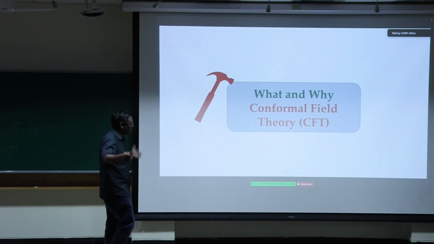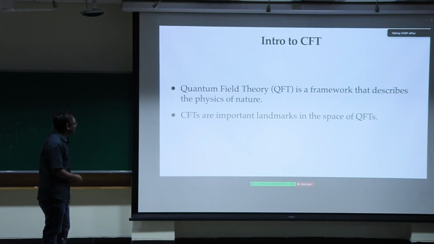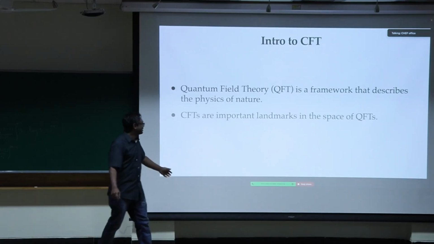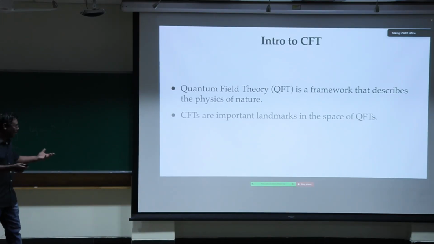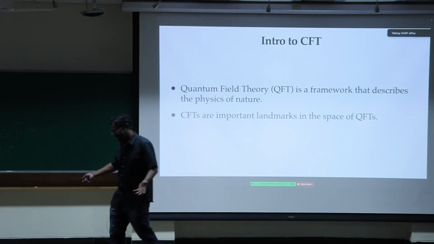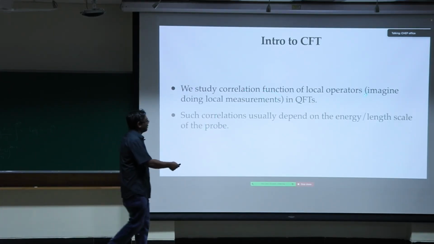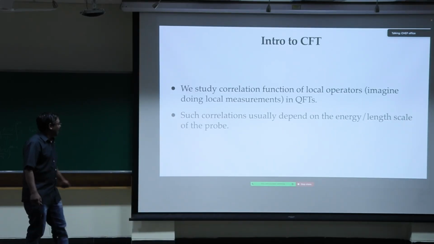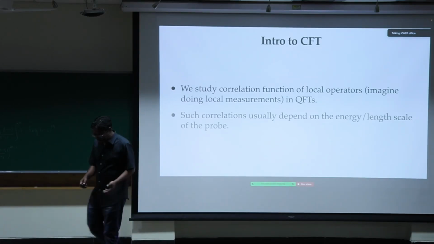So what is conformal field theory, and why do we care about it? The basic statement that we all know is that quantum field theory is a framework that describes the physics of nature, and CFTs are important landmarks or lampposts in the space of QFTs. So it's important that we find this lamppost, because once we find the lamppost, you can see what is around the lamppost. We start with a correlation function of local operators. So imagine doing local measurements in a QFT, and such correlation functions usually depend on the energy scale and the length scale of the probe.